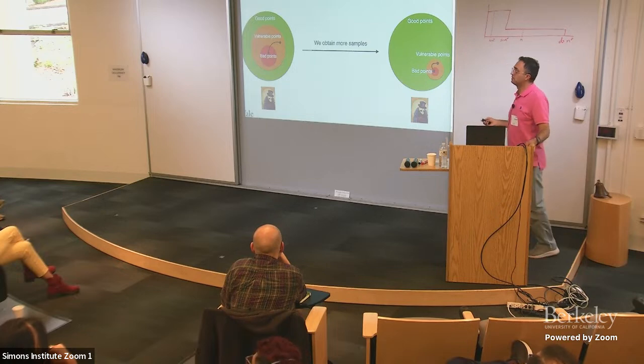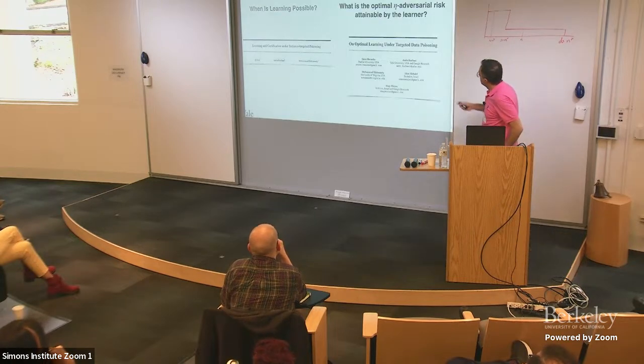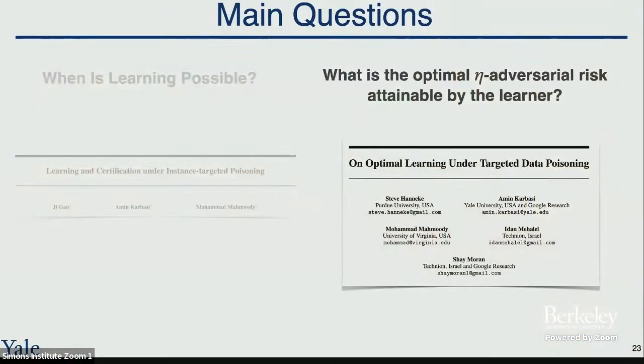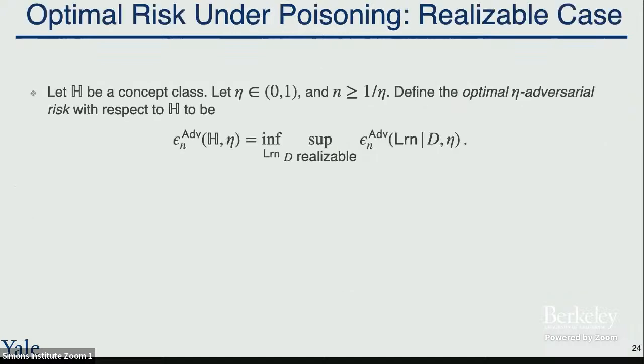Very good. Now, let me briefly talk about the second part, because in the first part we just scratched the surface. Whether learning is possible or not, we didn't talk about what the risk is. What is the optimum risk? That is the second part of the talk.